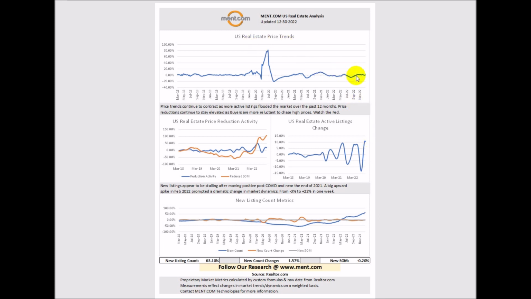Price trends are flattening out, moving a bit lower. We're not having any real depreciation yet. It's just like taking nickels and dimes off the top of the price levels here. But again, the market has yet to really deteriorate. We've seen internals deteriorate. Demand has deteriorated.